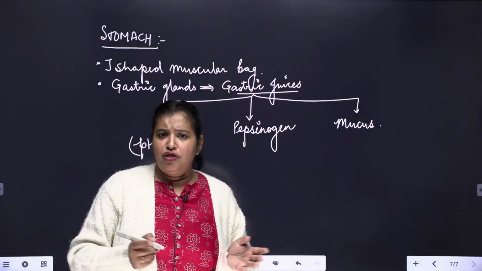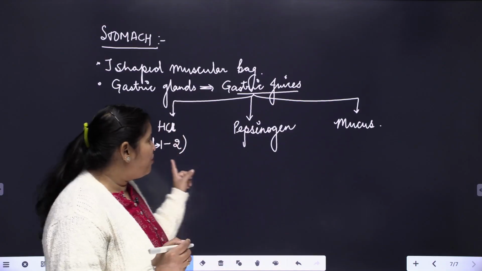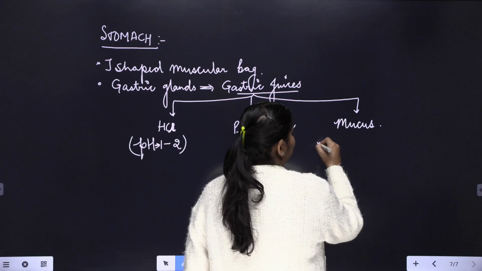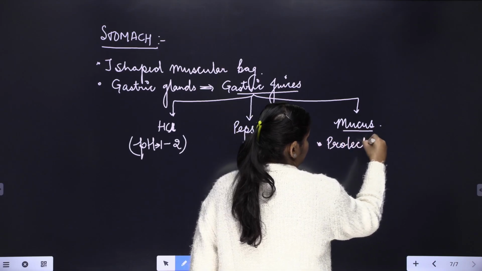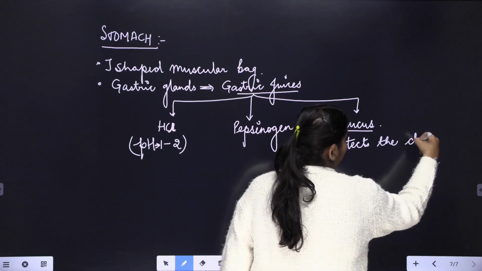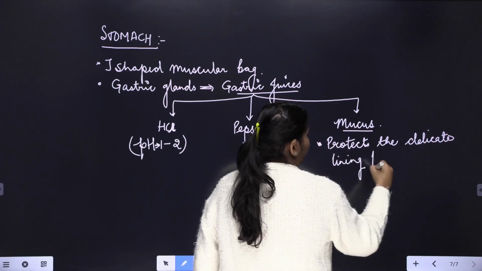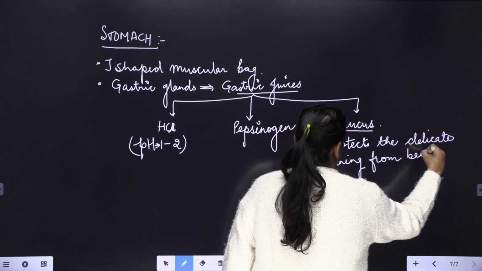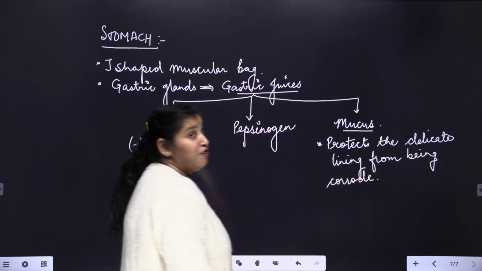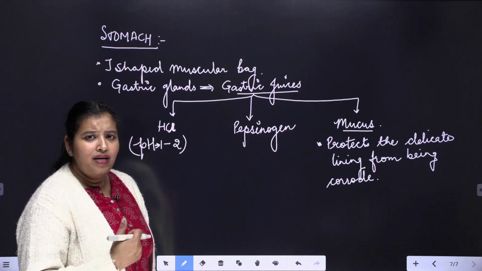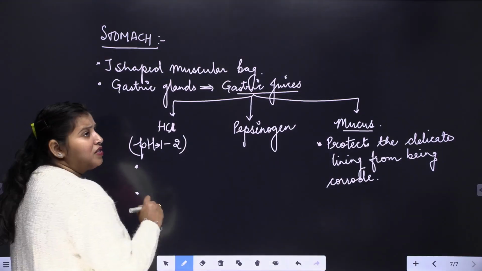So, the internal lining could be destroyed. Yes, it is an acid. It can damage the internal lining. So, to prevent this, the mucus layer is present. The mucus is secreted. This protects the delicate lining from being corroded. That means there is no injury happening because of HCl. But HCl is required. Why is it required? You know, there are functions of HCl. There's a purpose why it is being secreted here.